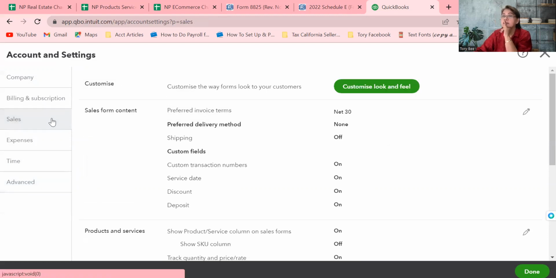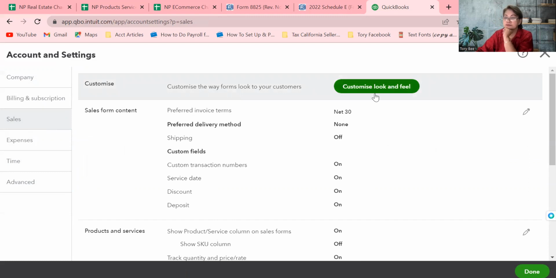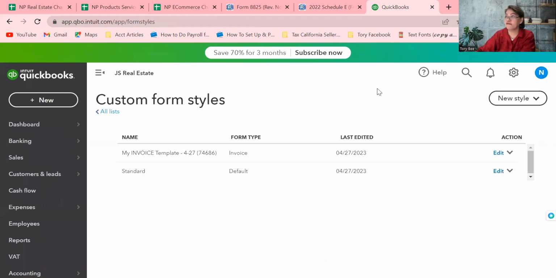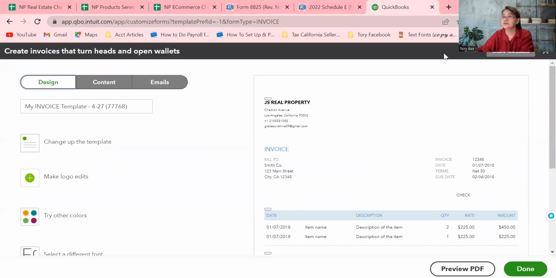Here in sales. We will customize our invoice. Click sales, then click customize look and feel, and new style. Invoice. Here.